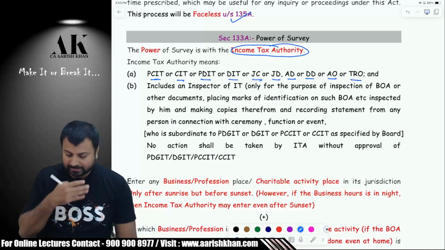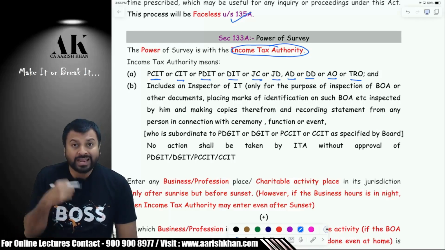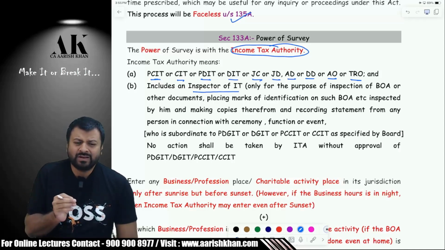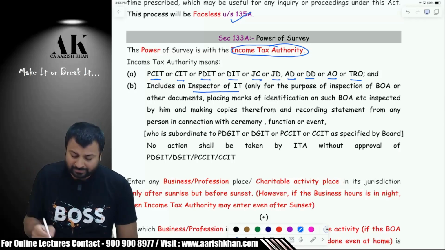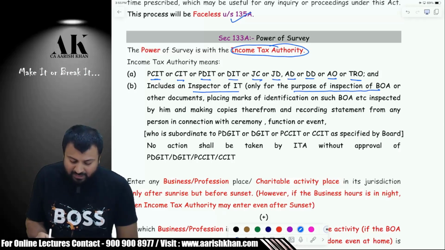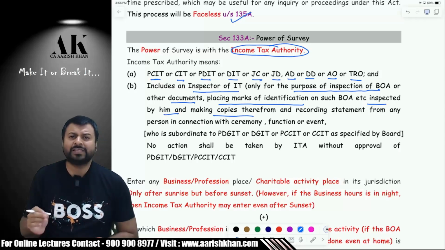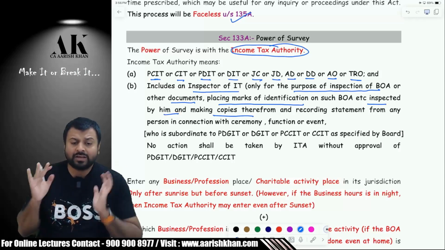Now, apart from this, there are other people also who will help in survey. That is, it includes an Inspector of Income Tax, but Inspector of Income Tax will be doing survey only for limited purpose. He will only for the purpose of inspection of books of accounts or other documents, placing marks of identification, etc., inspect books of accounts, making copies thereof, etc., etc., etc. Only this much power is there with the inspector. Inspector does not have absolute power.